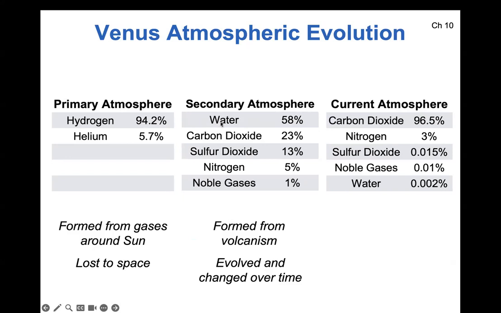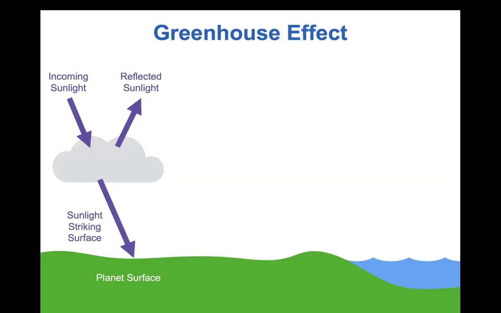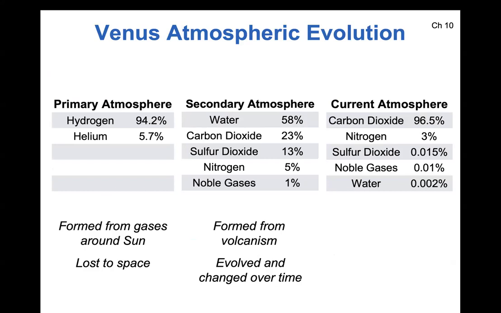And underneath the secondary atmosphere table here, we've got formed from volcanism, evolved and changed over time. I like that it has that statement because that's kind of how I've been describing it. So formed from volcanism. Think of that outgassing as the cause of the secondary atmosphere for all three of the planets. But we'll have to think about what if they didn't escape into space, at least not right away, then what did happen to this secondary atmosphere? How did it become the current atmosphere, and why did it become so thick?